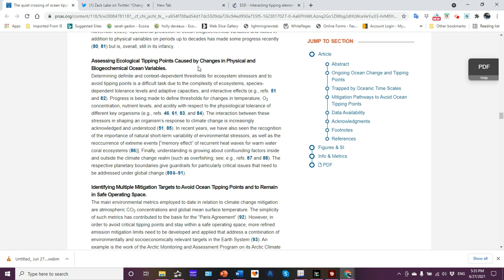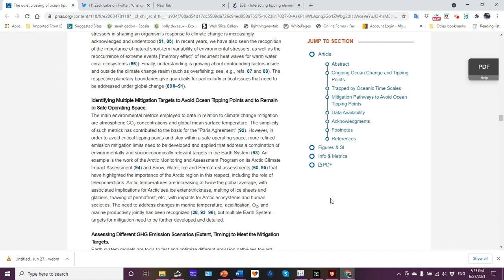Assessing ecological tipping points caused by changes in physical, biogeochemical, ocean variables. So then they describe what they want to look at and what they plan to do as far as understanding these processes.